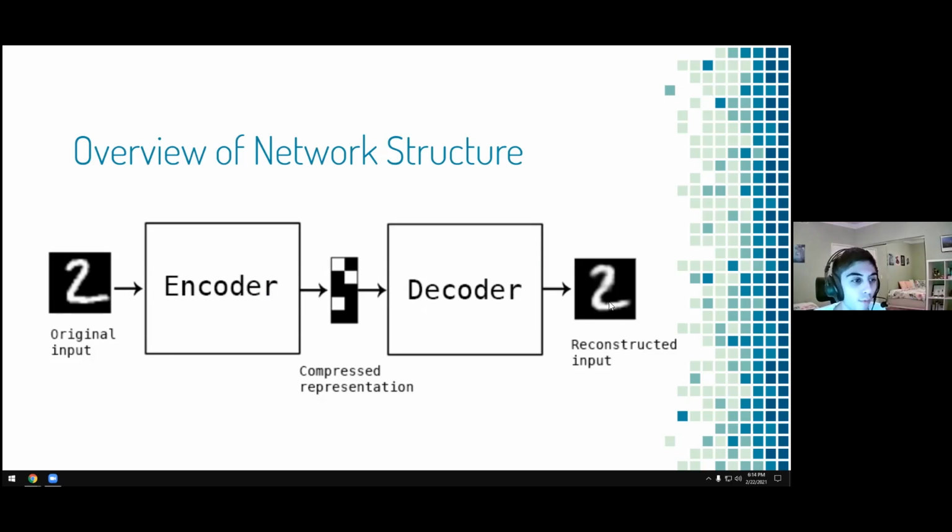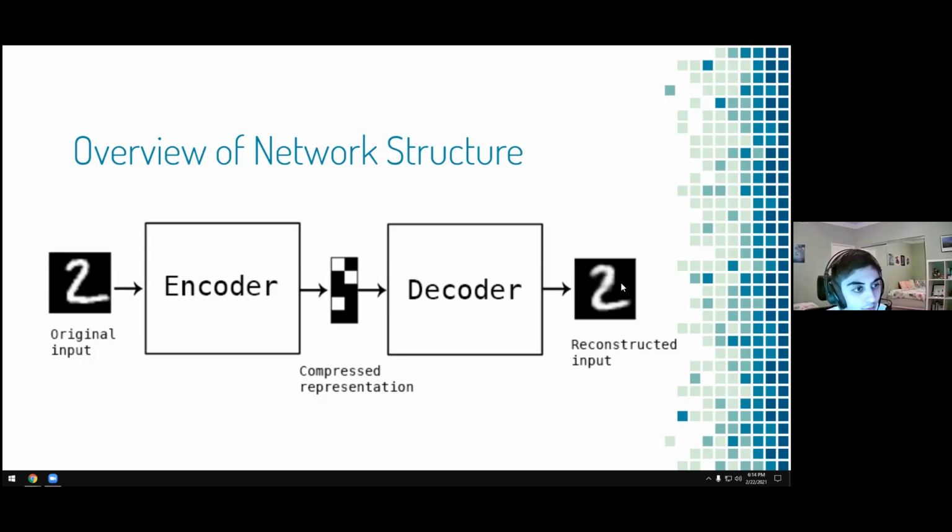And as we've seen in compression and decompression schemes, if we're doing a good job, hopefully the reconstructed input that we get after we decompress is as similar as possible to the original image, right? Because if we have a perfect scheme, then hopefully we'll get the same thing as our output.